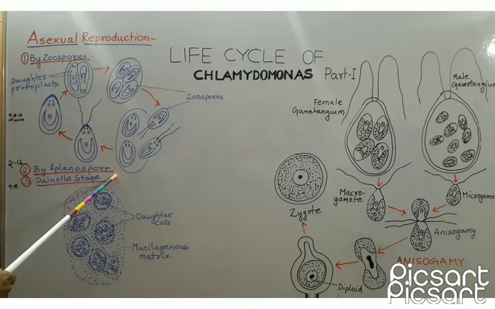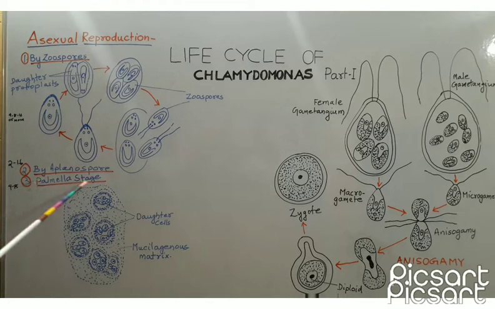In some species, for example in Chlamydomonas nivalis, when there is severe drought, the aplanospore develops a thick wall around itself. These thick walled structures are called hypnospores. Aplanospore as well as hypnospore can undergo germination when the condition is favorable to form a new cell. Last one is palmella stage. Palmella stage is seen in case of adverse condition.